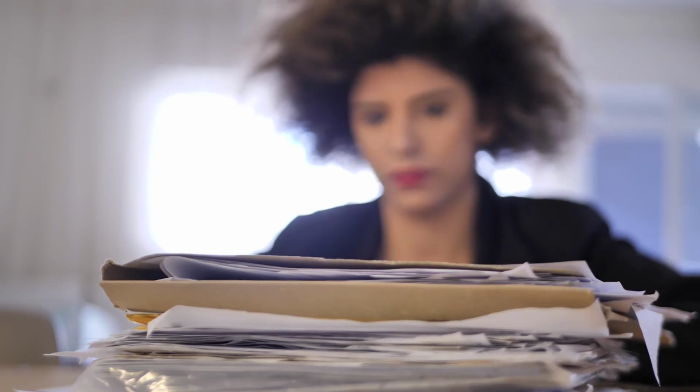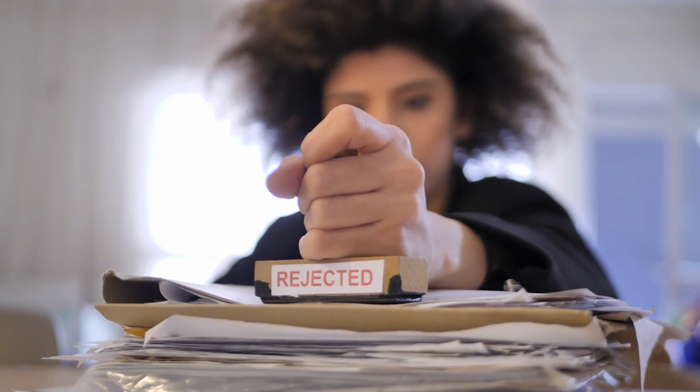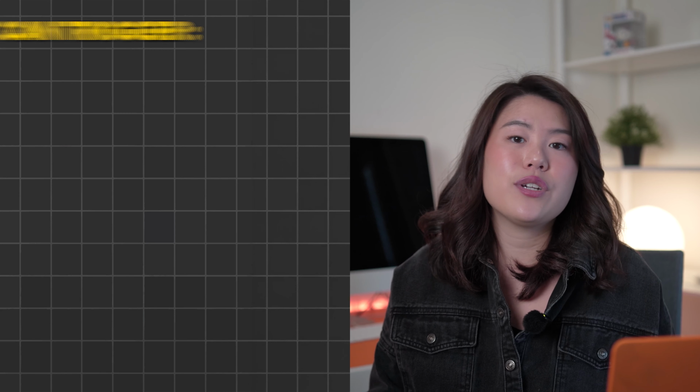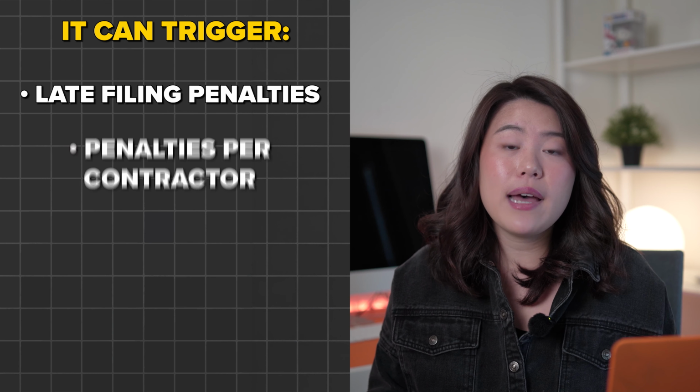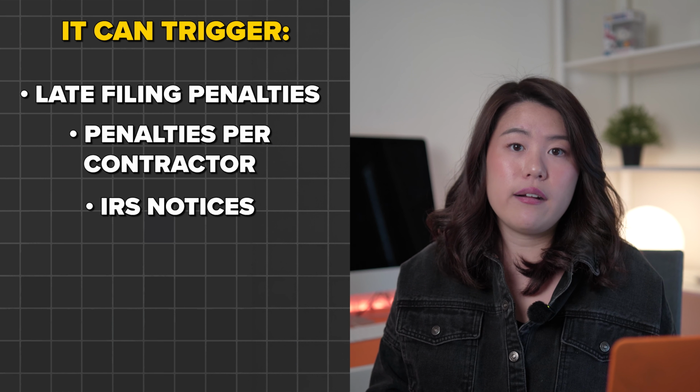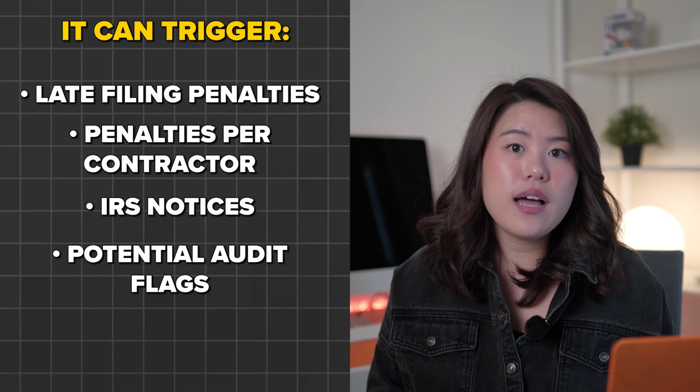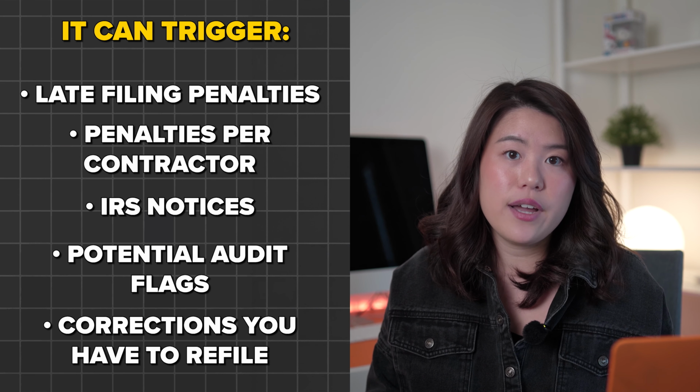And this walkthrough matters because the IRS validates your 1099 NEC against the EIN record first, and if that record is wrong, the IRS rejects everything automatically. A rejected 1099 isn't just annoying. It can trigger late filing penalties, penalties per contractor, IRS notices, potential audit flags, and corrections you have to refile. This is why the EIN step is so critical, and why Northwest's EIN service is one of the easiest ways to avoid IRS mismatches months later.